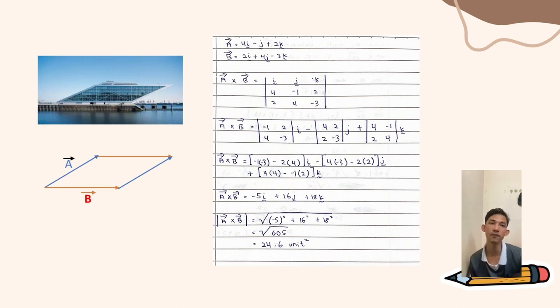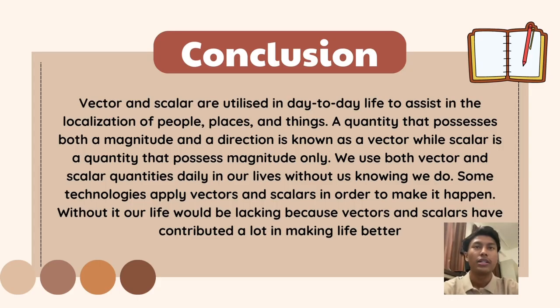After that, we find the magnitude of vector A cross vector B. The magnitude of vector A cross vector B equals the square root of negative 5 squared plus 16 squared plus 18 squared. So we get the square root of 605, and we get 24.6 units squared.